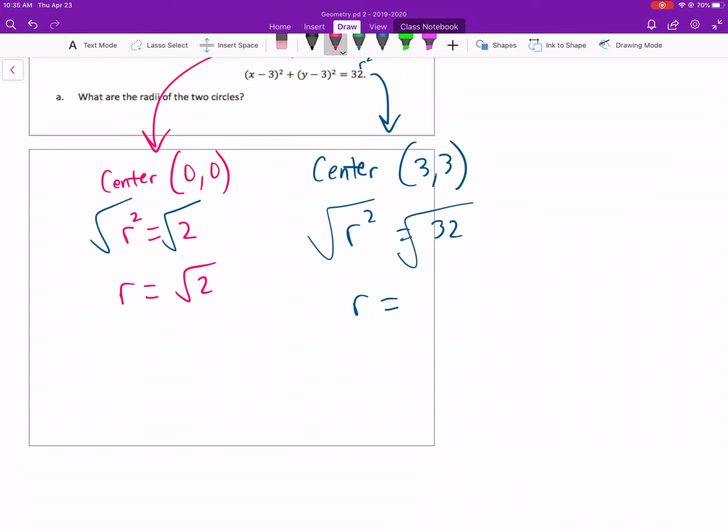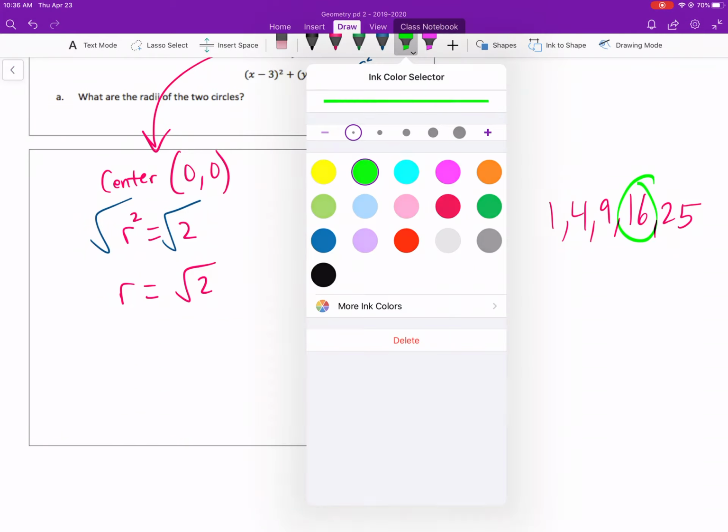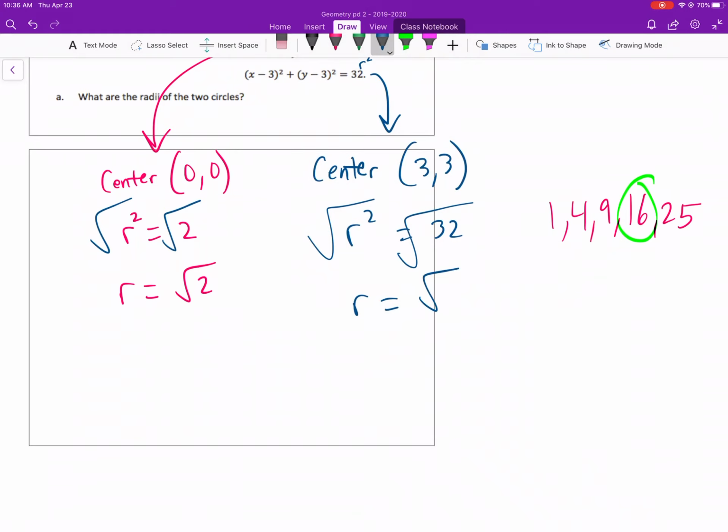So we need the greatest perfect square that divides evenly into 32. So your perfect squares are 1, 4, 9, 16, 25. Anything bigger than that obviously wouldn't divide into 32. The biggest perfect square is 16, so we write it as two radicals. It'd be radical 16 and radical 2, because those two numbers multiply to be 32. So your radius would be equal to, in simplest radical form, 4 radical 2.